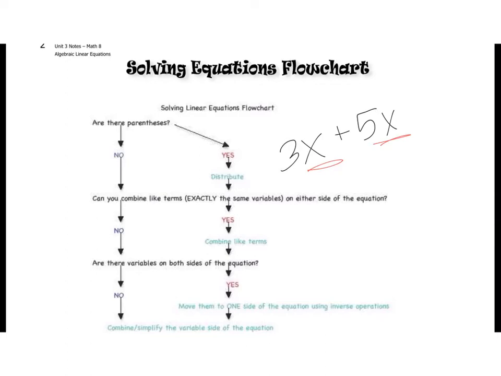Then the next one is, are there variables on both sides of the equation? So if you had, let's say that you had 3x plus 4 equals 2x, they both have a variable. Remember, variables are the letters of the alphabet. So if they both have a variable on each side of the equation, then you move them to one side of the equation using inverse operations. If they don't, then you combine or simplify the variable side of the equation.